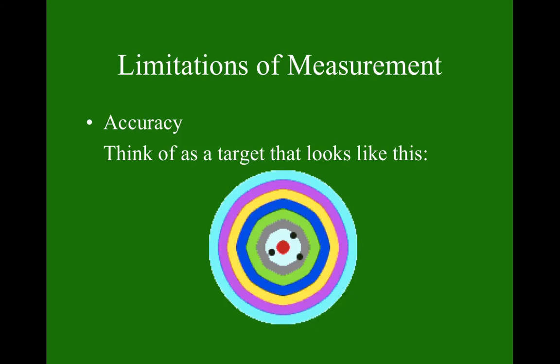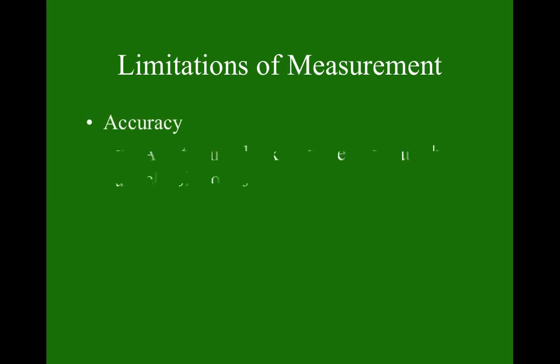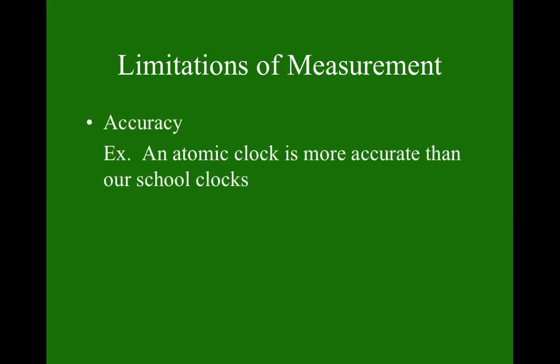In my other set of shots, they were precise, but not very accurate. If I moved these shots in closer to each other, I could actually have both precision as well as accuracy. So again, another example here would be with time. An atomic clock is more accurate than our school clocks. In other words, an atomic clock produces a time value that is closest to, or the accepted value for time, than the clocks in the school do.